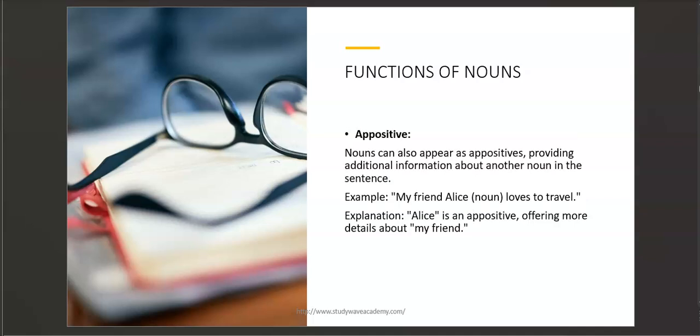Okay, the next function of the noun is appositive. What do I mean by appositive? Nouns can also appear as appositives, providing additional information about another noun in the sentence. My friend Alice loves to travel. So you find that this appositive is just additional information about a noun. So you have your friend, but she's not just your friend, she is your friend Alice. Do you get it now? So my friend Alice loves to travel.